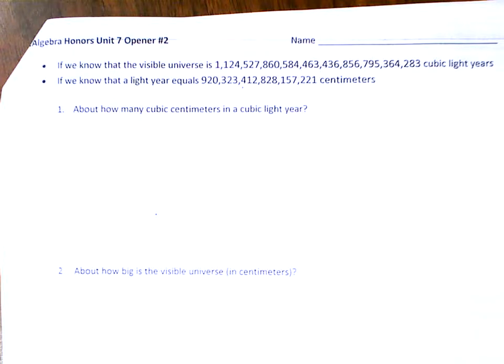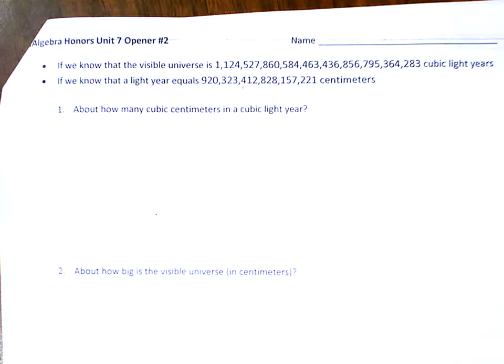1 nonagintillion, 124 octogintillion, 527 septuagintillion, 860 sexagintillion, 584 quinquagintillion, 463 quadragintillion, 806 trigintillion, 856 duodecillion, 795,364,283. And Mr. J actually told me just now that you will have to memorize those large numbers.